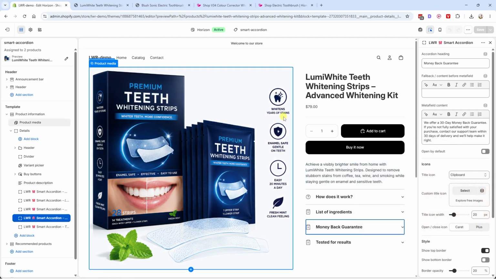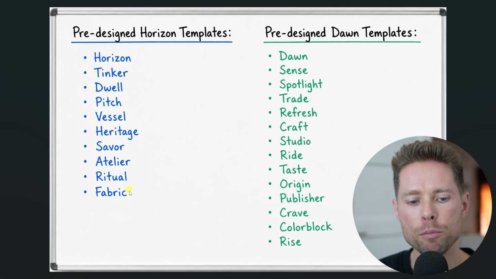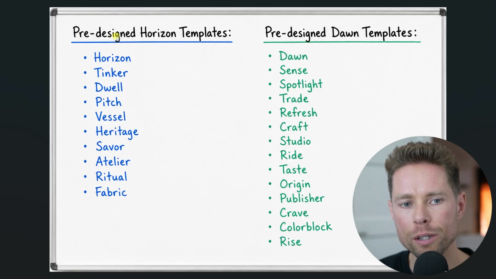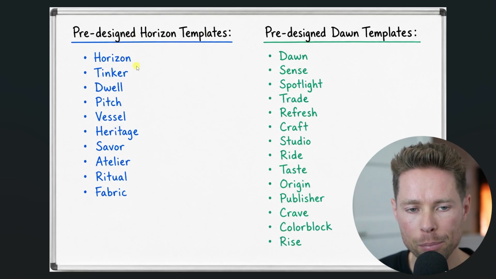So how does this work behind the scenes? This is the product page editor, as you can see. And over here, I created this Smart Accordion block, especially for Shopify Horizon themes. That means every theme you see listed here on the left. Here we have the Horizon theme. These are all the pre-designed Horizon templates. You can find them in the Shopify theme store.